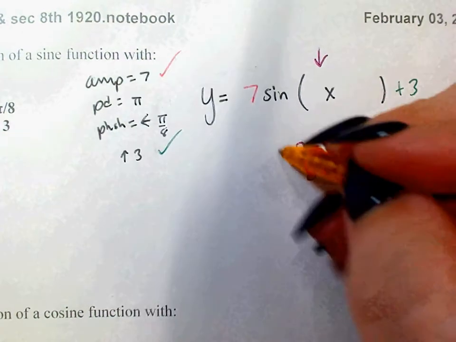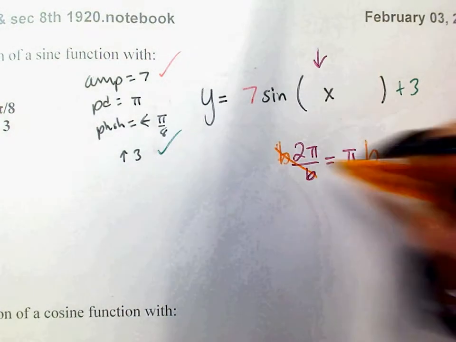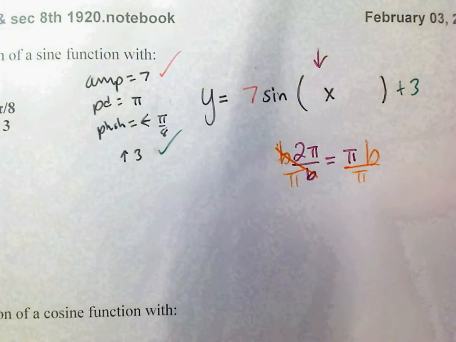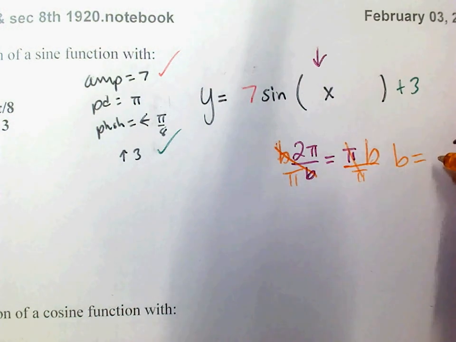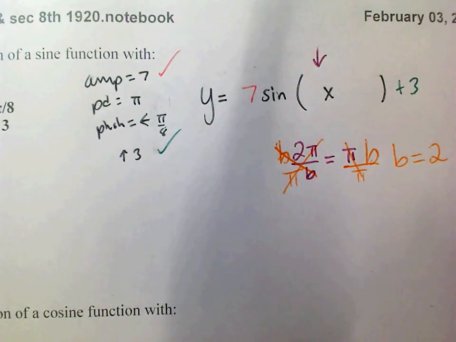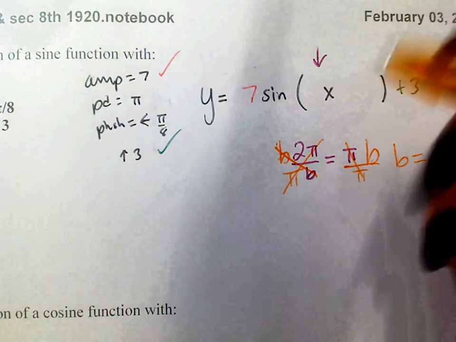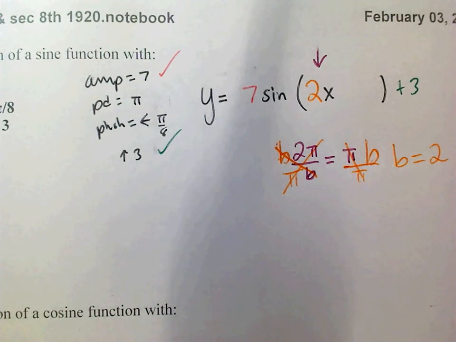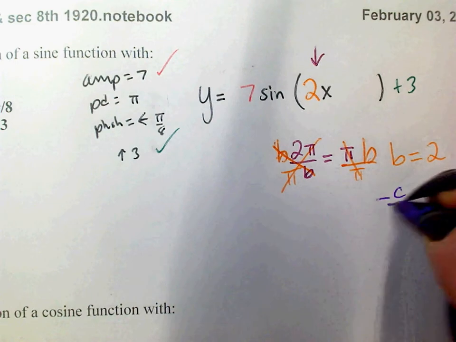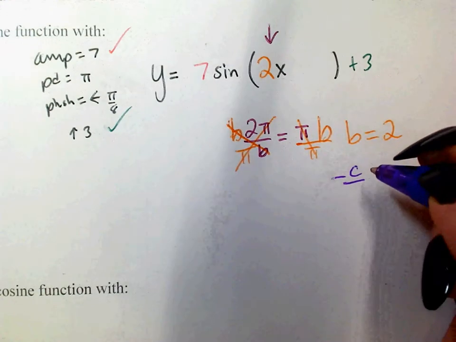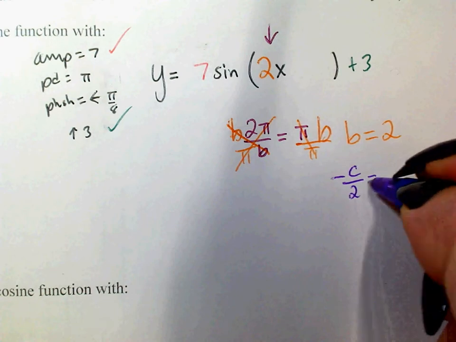If you multiply by b, then what are you going to do? Divide by pi. So what do you get? b equals 2. So that just becomes a 2 right there. Now, what's the formula for phase shift? So I could do negative c over b. What is b? 2. I could say negative c over b equals what?